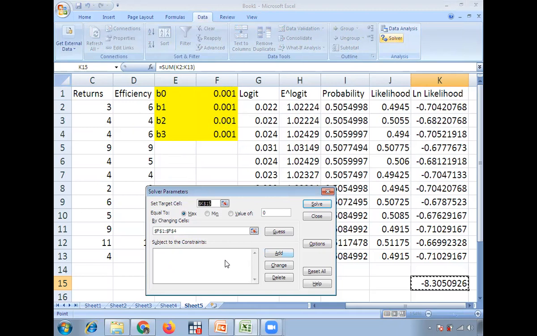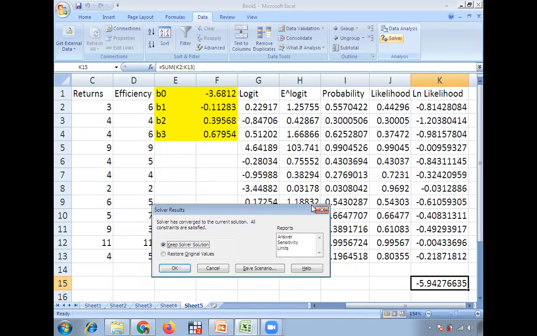Especially in linear programming, we used to add some constraints over here, but that is not needed at all. Simply, you just solve and give me the maximum value of the likelihood, and then give me the beta coefficient values. Let us go.